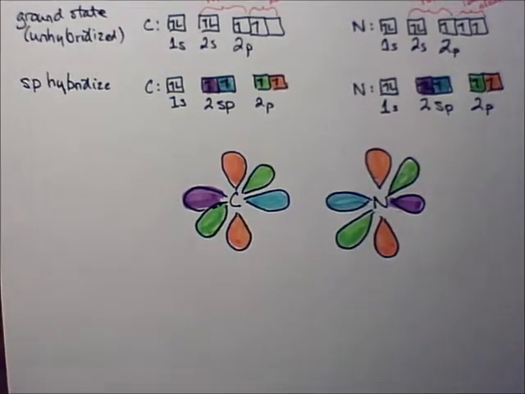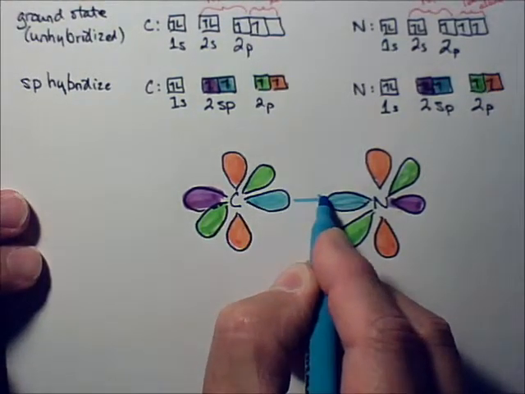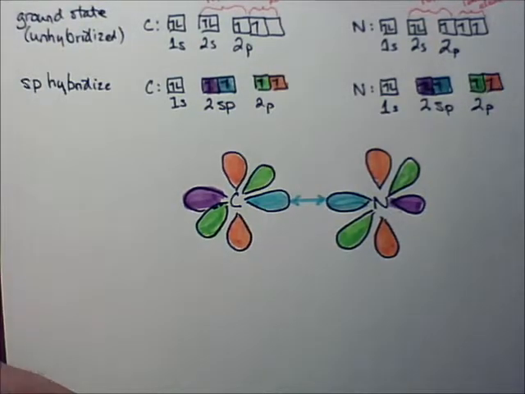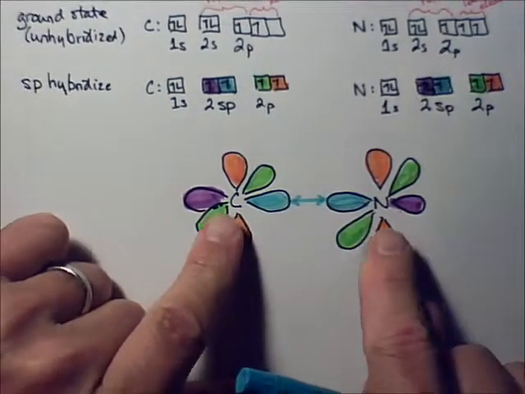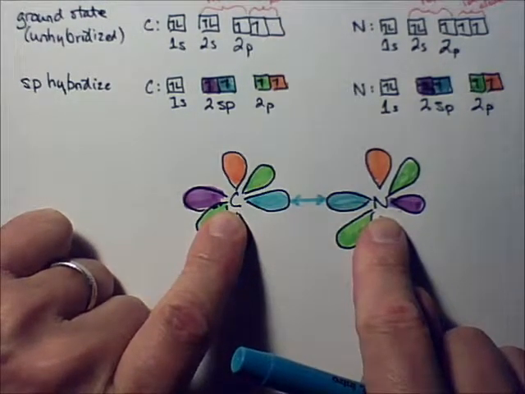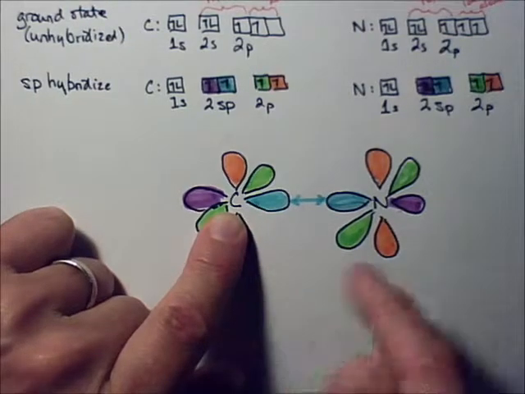Now, the sigma bond is going to be between these two hybridized orbitals. They're going to form a sigma bond because that's going to lie directly on the line between the two nuclei. It's like you were going to roast hot dogs or wieners over a fire. You take a stick and go right through the center of the wiener, right?